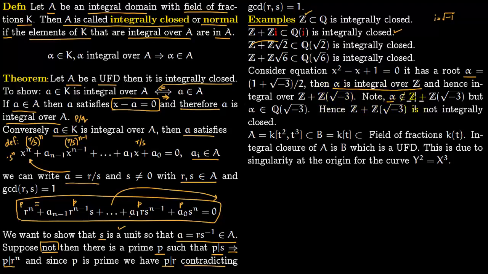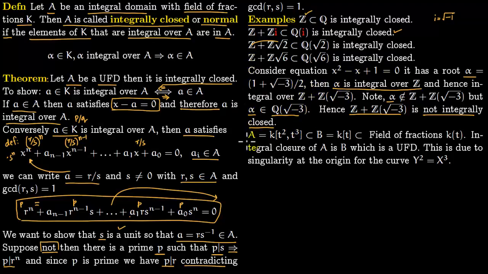But notice that alpha does not lie in Z plus Z root minus 3 because you're dividing by 2 here. So you have a fraction 1 by 2, and that does not lie in the integers. But alpha does lie in this bigger field of fractions, the rationals joined with root minus 3. So alpha lies in the field of fractions of Z plus Z root minus 3, but alpha does not lie in here. So this is not integrally closed because we have something which lies in the field of fractions, it satisfies the equation like this, but it does not lie in here. So it is not integrally closed.